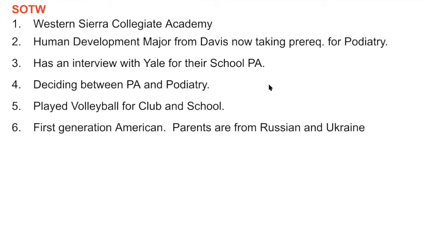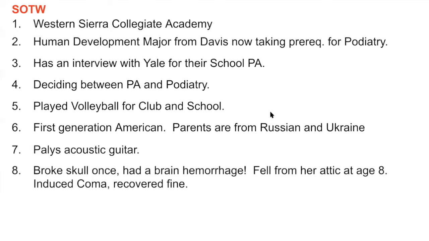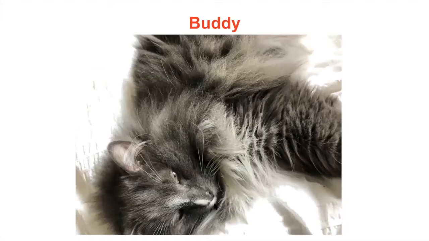First generation American, parents are from Russia and Ukraine. And then plays acoustic guitar. Broke her skull once, had a brain hemorrhage, fell from her attic at age 8, they induced a coma, and she recovered fine. That stuff's crazy when you have to get an induced coma. Has had a cat since 3rd grade named Buddy. And here's Buddy. Doesn't look too old, huh, Buddy? Looks cute. Big fur ball.